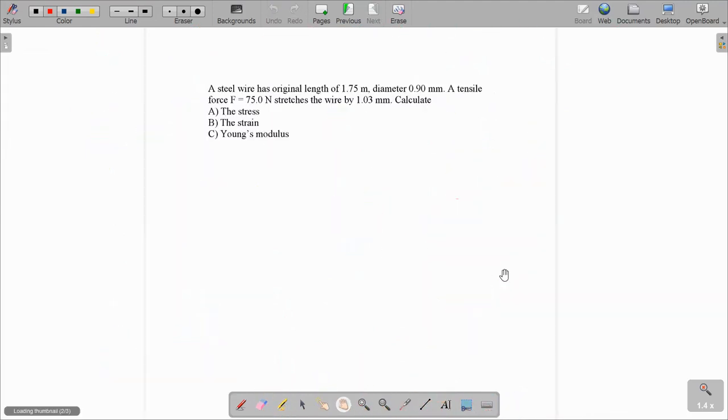So we're just going to try this. The question here says that a steel wire has an original length of 1.75 meter and a diameter of 0.90 millimeter. The tensile force stretches the wire by 1.03 millimeter. Calculate the stress, strain, and Young modulus.